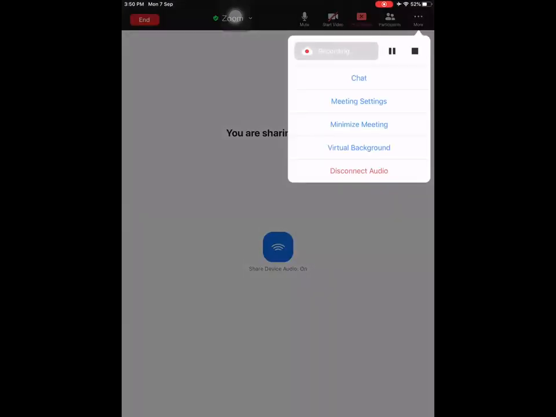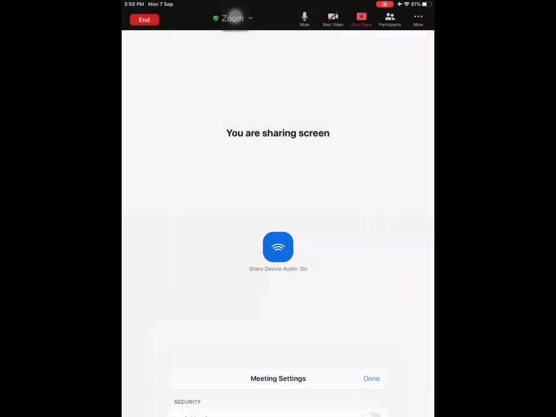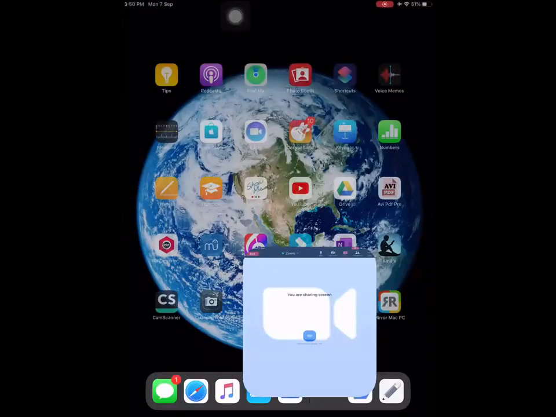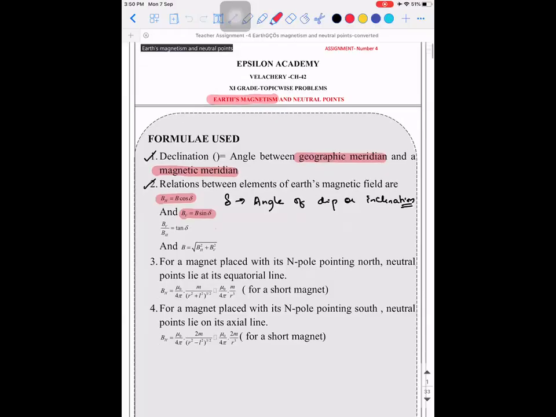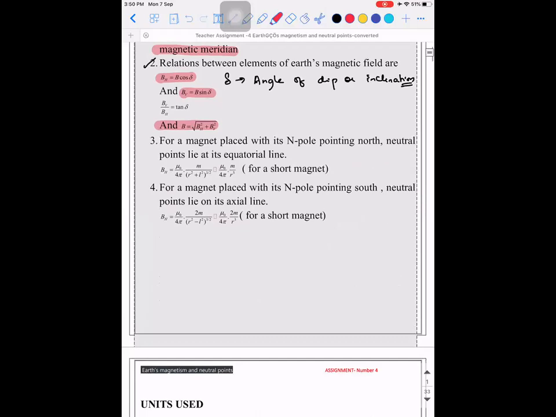Okay. So B is equal to root of BH square plus BV square. These points are not needed, so we don't study about neutral points.